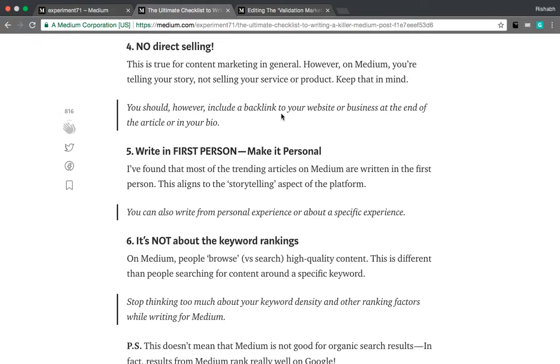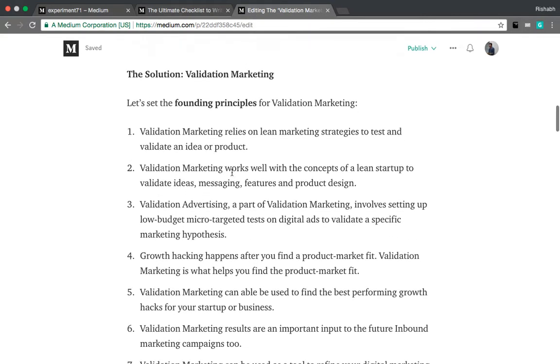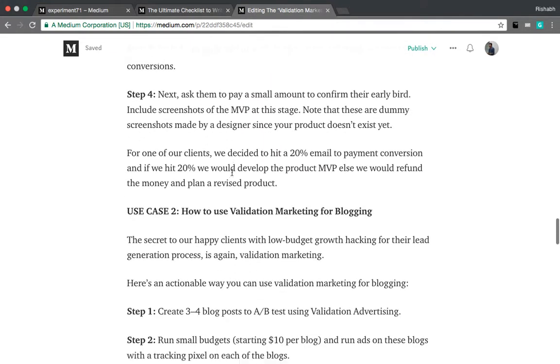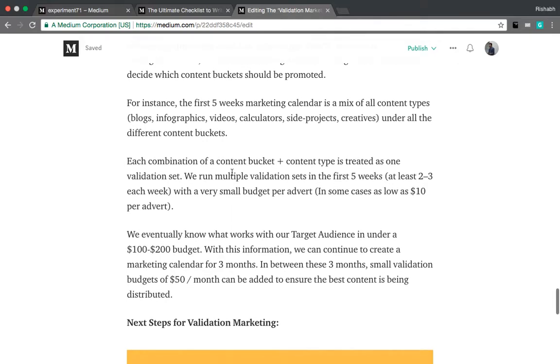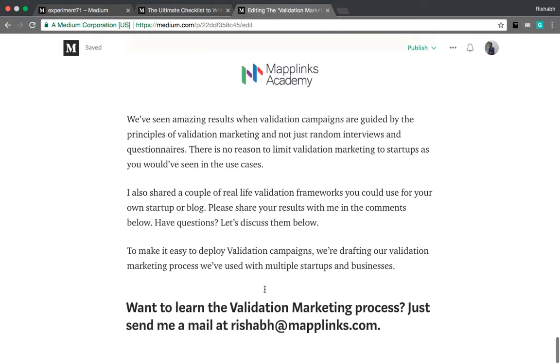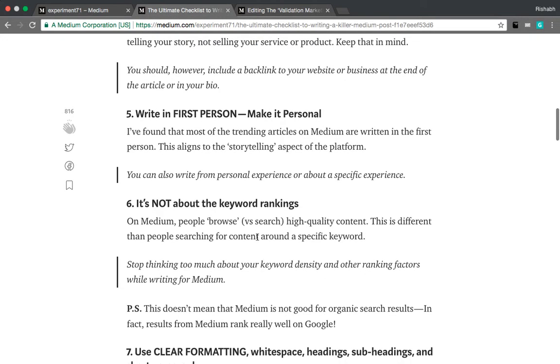You should, however, include a backlink to your website or business at the end of the article. In this case, I don't really want to lead them to a page, but I do have my email address at the end. If they want to learn more about the validation marketing process, they can send me a mail. So I'm going to keep it that way.